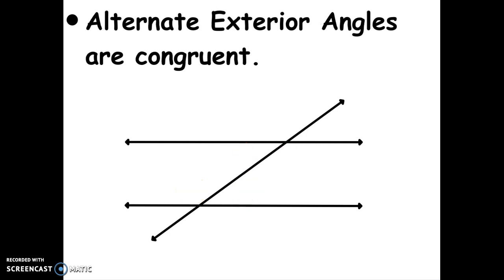Alternate exterior angles are outside of the parallel lines. So that would be here and here. See, they are outside of the parallel lines. And then also here and here. These are alternate exterior angles and they are congruent.